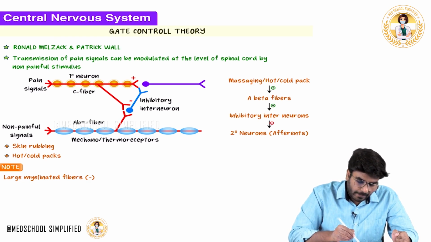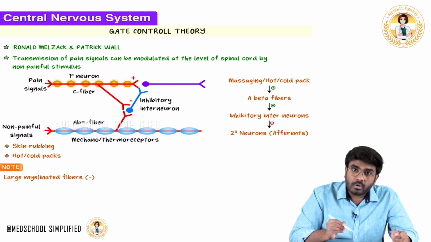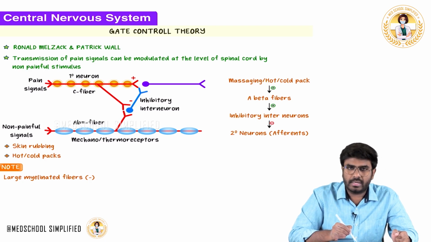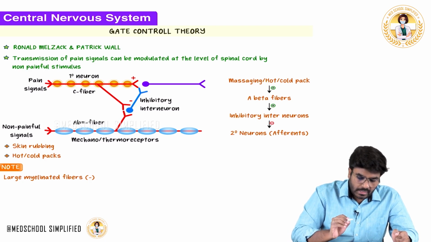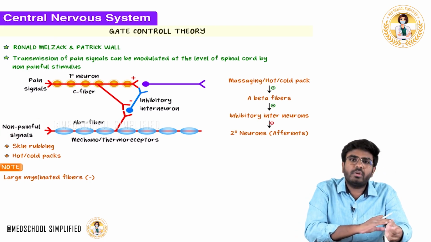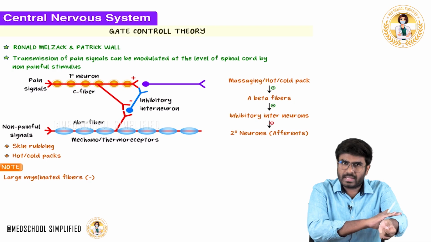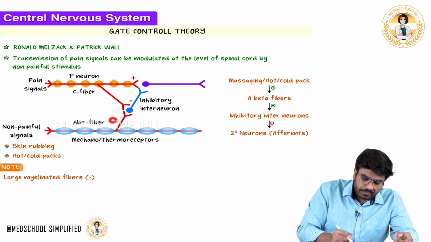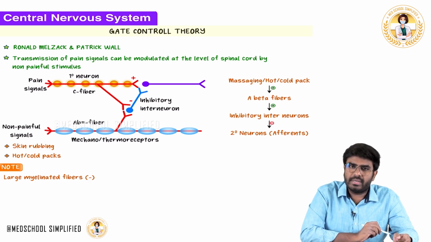The important point here is, see, this first order neuron is synapsing onto the second order neuron in the spinal cord. Not only that, this first order neuron will also synapse onto an inhibitory interneuron. Now, let's talk about the non-painful pathway, the non-painful stimulus. Whenever you give a non-painful stimulus, like touching the skin, rubbing the skin, stretching the skin or massaging, that will stimulate the A beta fiber.